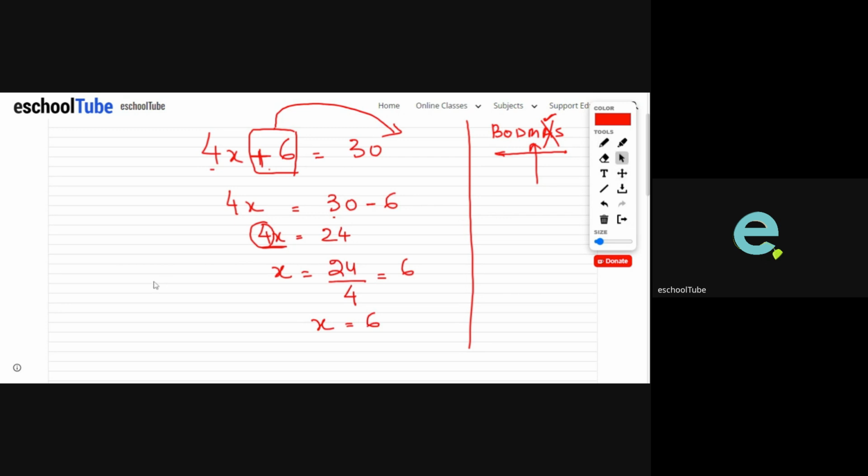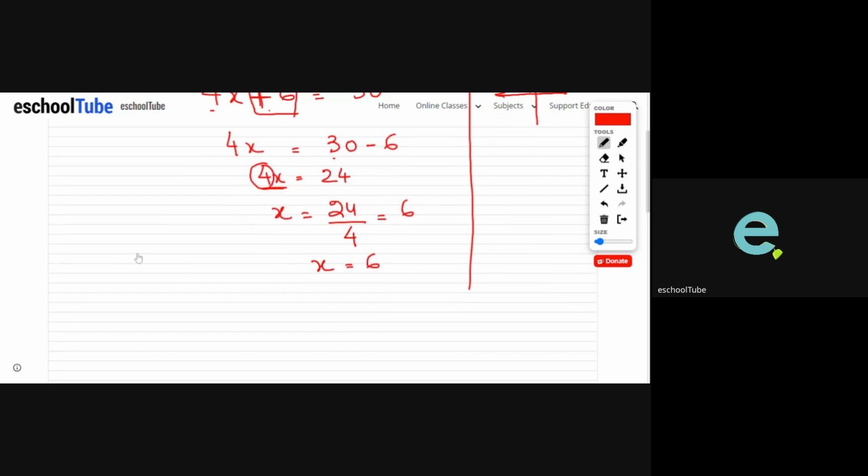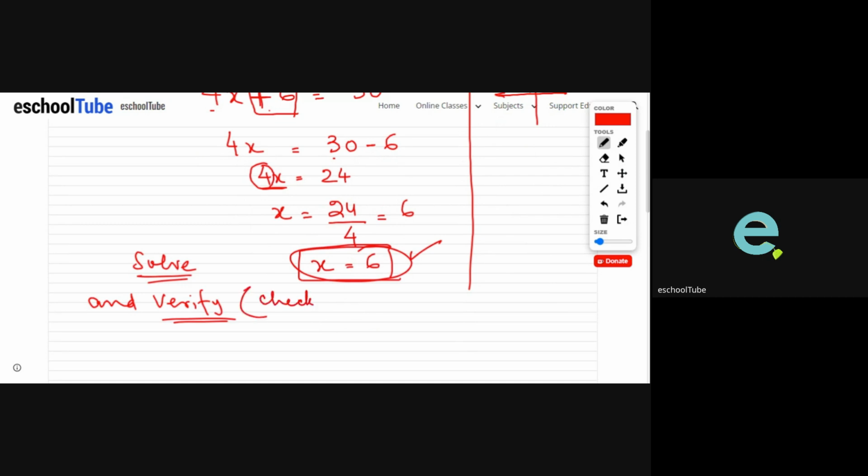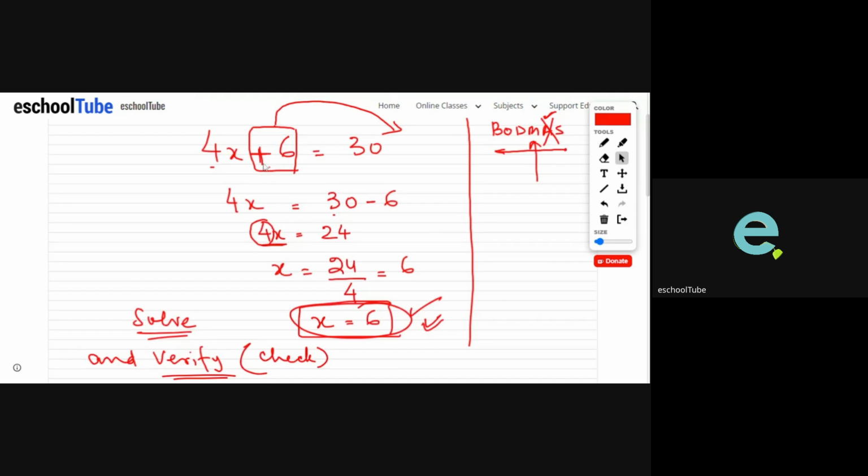Then, if the question says solve the equation, find the value of x, then you have done this. If the question says and verify, it means whatever value you have found, you check. Verify means check. You check whether this is correct or not. So you put this value of x back into your original equation, in this equation.